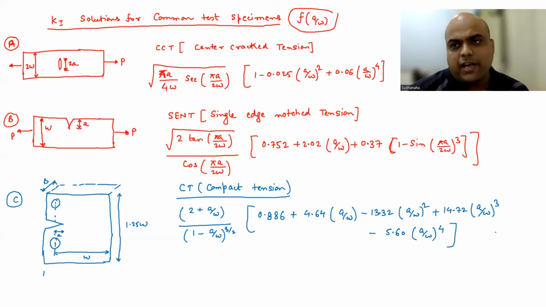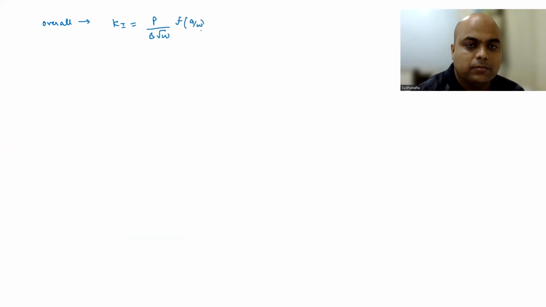So this is what I have got. In some of the books, you will see some deviations from the expressions I have given. Okay, but overall the essence remains the same. So overall, if you see, K1 is P by B root W f(a/W). Okay, where B is your specimen thickness.